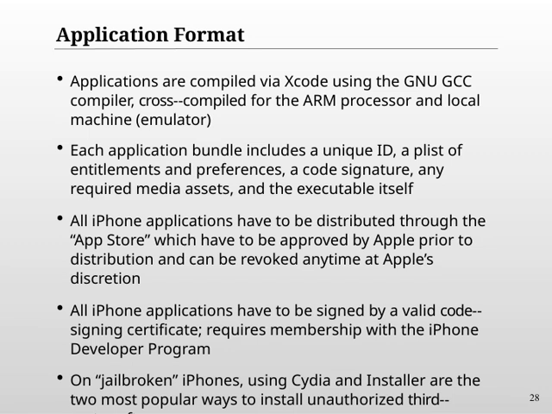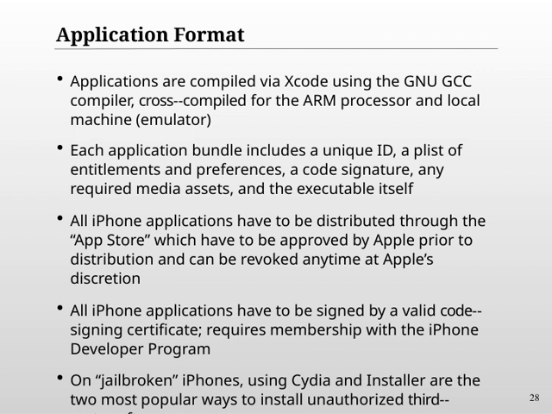Now, let's talk about how applications are actually built and distributed. Applications are compiled using Xcode, which leverages the GNU GCC compiler. This process cross-compiles the application for the ARM processor, which is what runs on the device, as well as for the local machine, which is used for testing with an emulator.